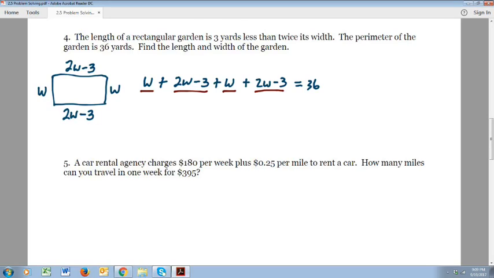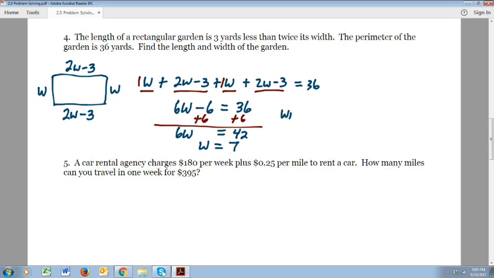So here, notice we've got a couple of w's. Remember, if it's just w, it's understood to be 1w. So we're adding 1w and 2w and another 1w and 2w. We're going to get 6w. Notice you've got the 2 minus 3's. That's going to add up to a minus 6. And that needs to equal 36. We'll add 6 to both sides.